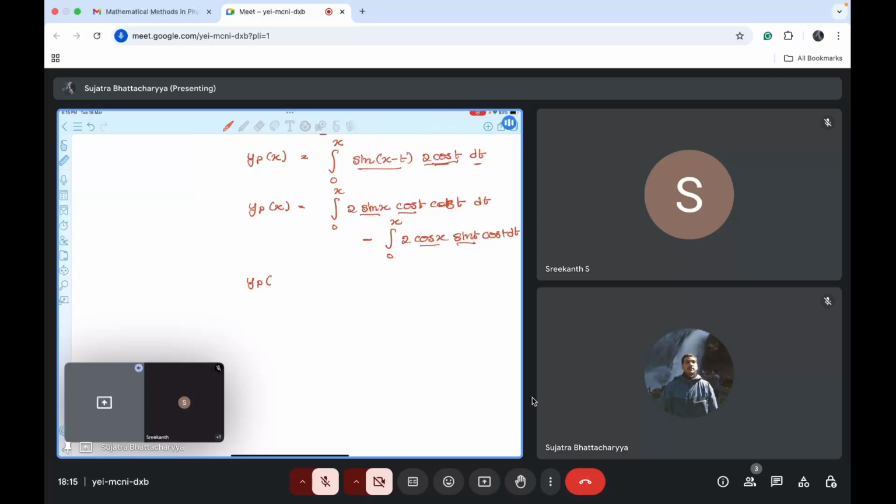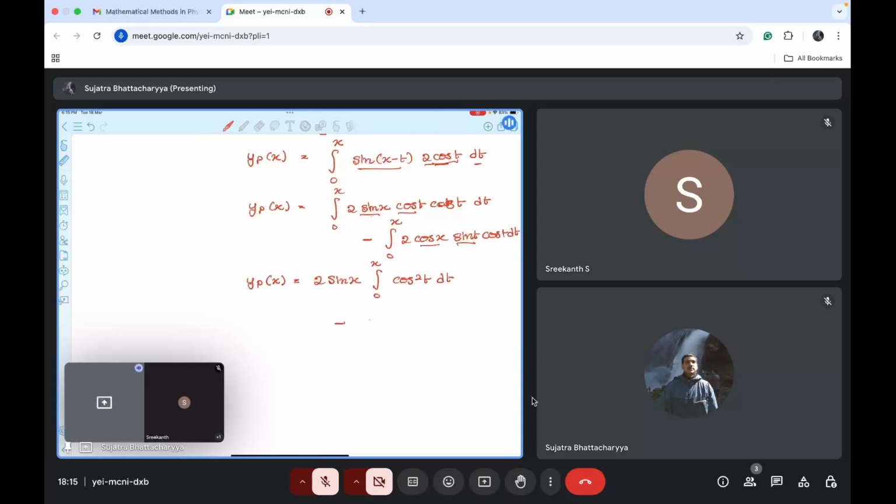So now solve it. That's the simple thing. This integral is not in x, remember. So we can take this sin x, and in fact, we can take these two outside also. So 0 to x, you have cos square t, cos square t dt. Fine.